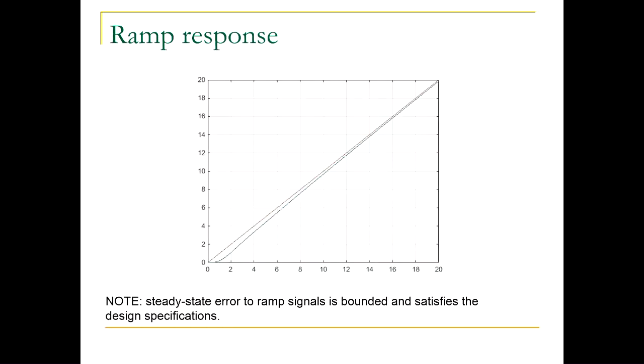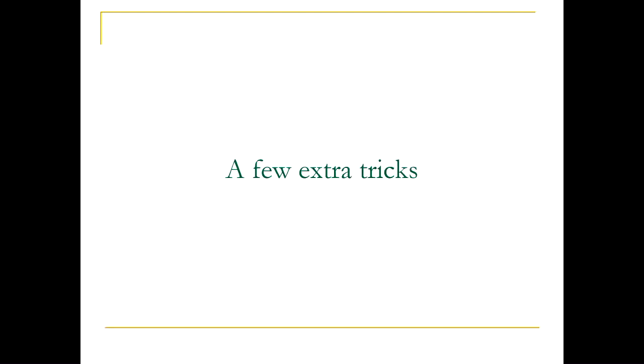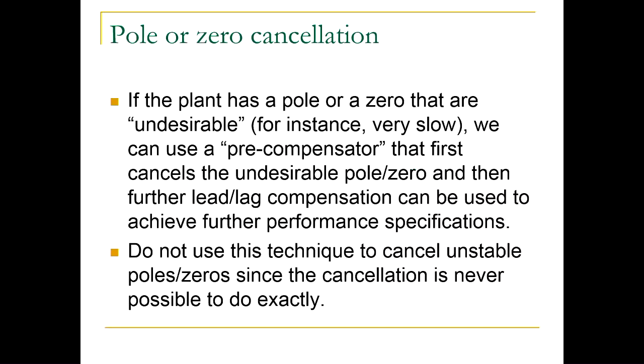If you look at the ramp response, you can see that the steady state error is reduced and bounded for ramp signals, and this was ensured through our velocity constant being 10. We wanted velocity constant 10, so 1 divided by 10 would be the steady state error with respect to ramps, and that's consistent with the simulation here. All right, we have a few more minutes left. I just want to give you a few more hints of what you could do when you're doing design.